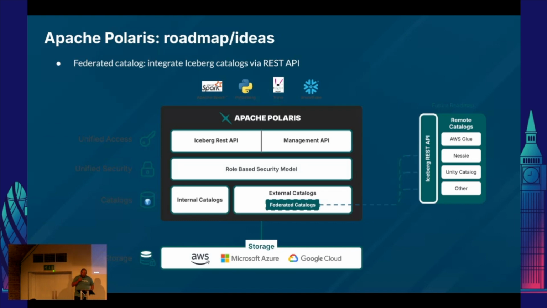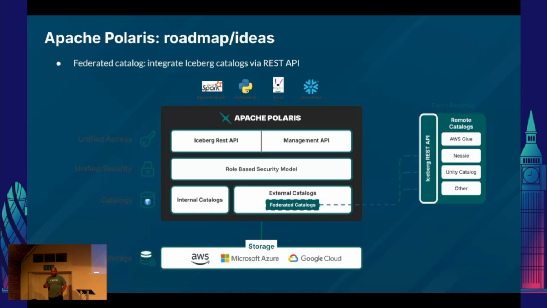Some idea about the roadmap and ideas, I would say, for Polaris. The first thing is, today you have two kinds of catalogs in Polaris. The internal catalogs, the one that you create internally to Polaris, and the external catalogs. So for instance, you can have here a plug to Nessie, Gravitino, whatever. Today, these external catalogs are read-only. So you cannot add new metadata to the external catalogs from Polaris.